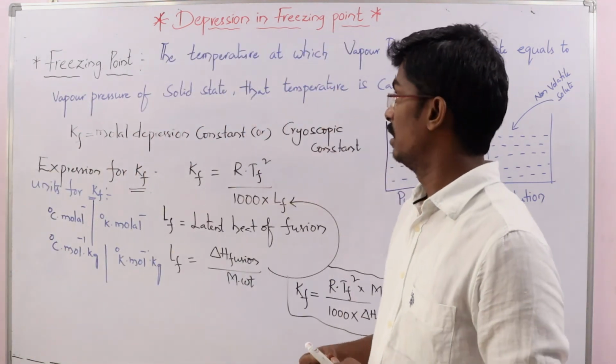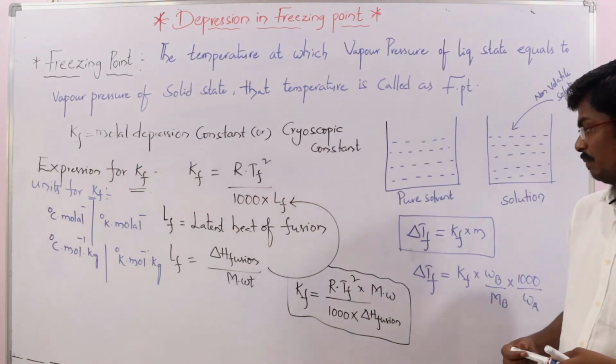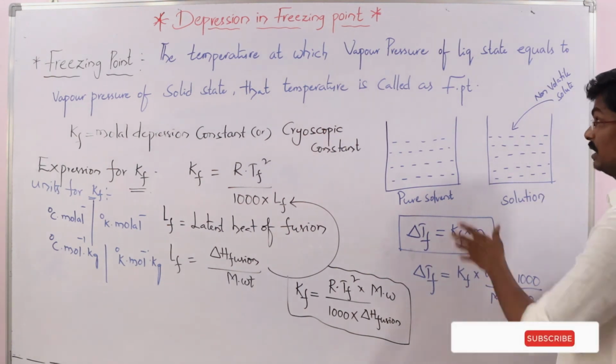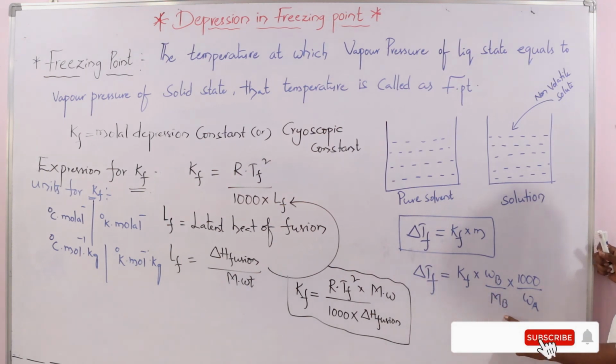So this is the depression in freezing point: ΔTf = Kf × m. By using this, it is possible to calculate the molar mass of solute. Got it?